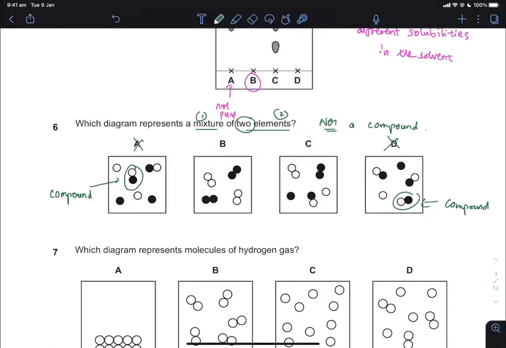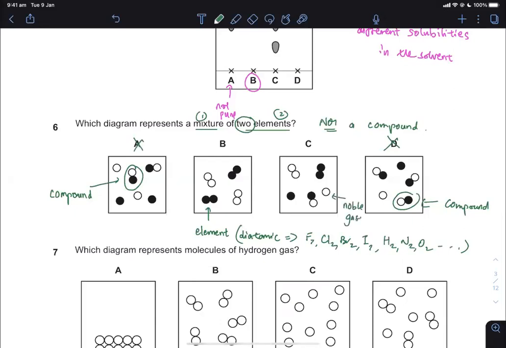They want a mixture of 2 elements. That is element number 1, because even though there are 2 atoms, the 2 atoms are exactly the same. So element contains only 1 type of atoms. As you know, you can have diatomic molecule. Diatomic meaning 2 atoms bonded together, like F2, Cl2, Br2, I2, like H2, N2, O2, etc. This is also elements, but these are like noble gases because they don't form any bond at all. They are happy with their fully filled outer shell, so they just exist as single atom.